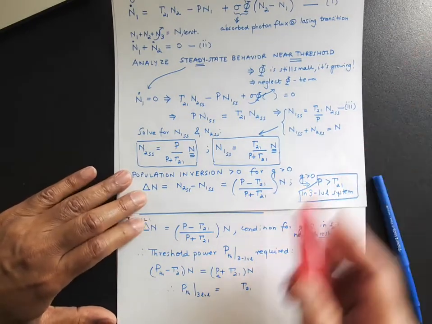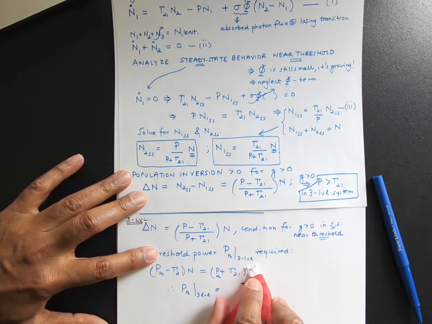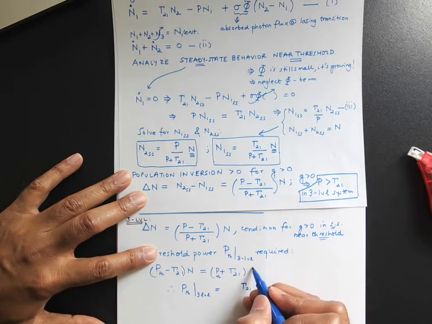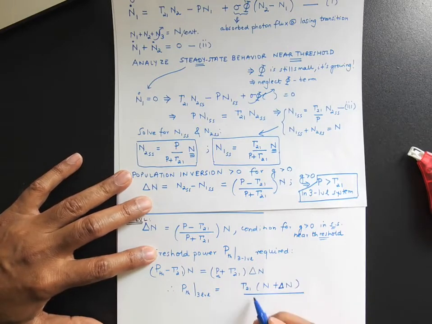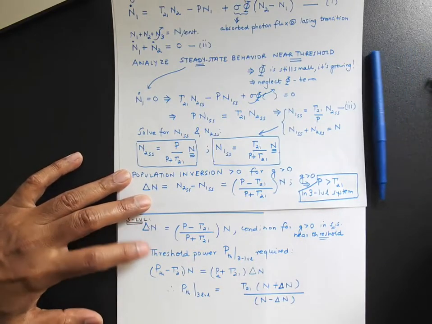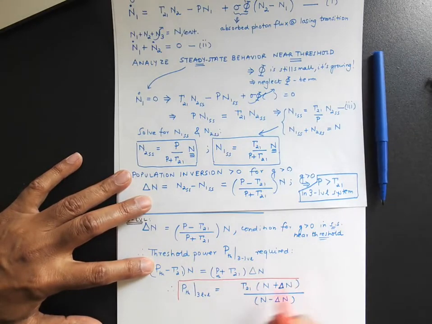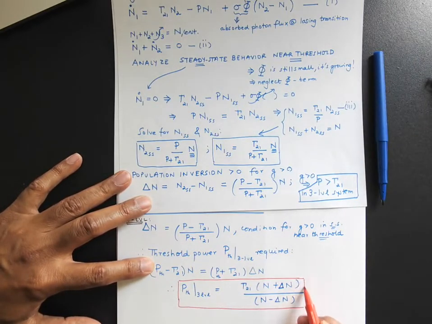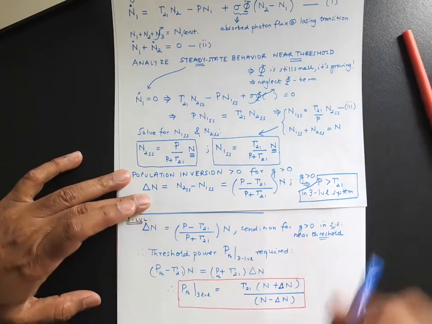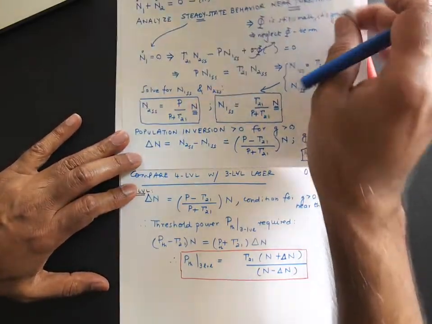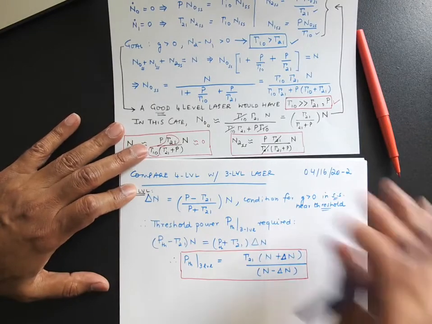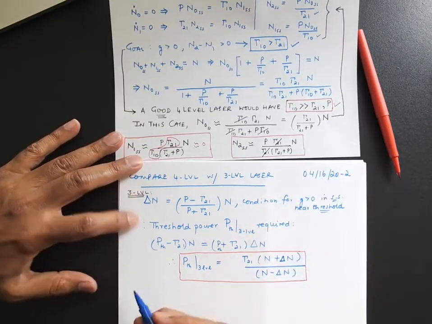Sorry, this is a delta n. So this works out to n plus delta n over n minus delta n. Okay, so this is one condition. This is the threshold power required for the 3-level atom. And the reason I'm doing this comparison is that there's something that will just pop right up when you compare the 3 and 4-level atoms. So, okay, now let me do the same thing for the 4-level.